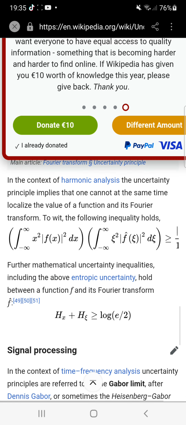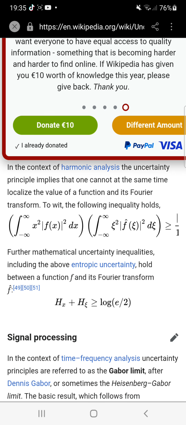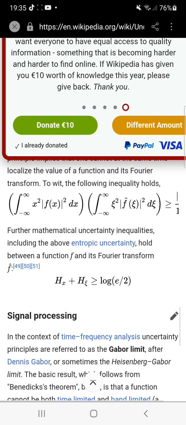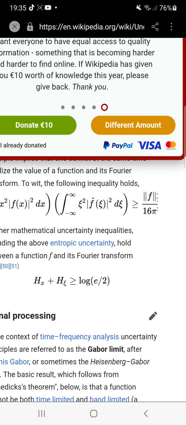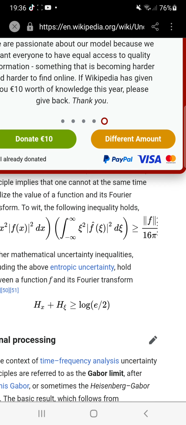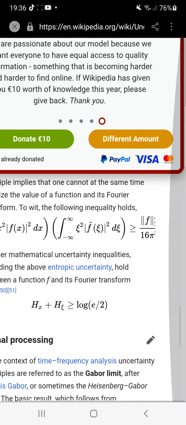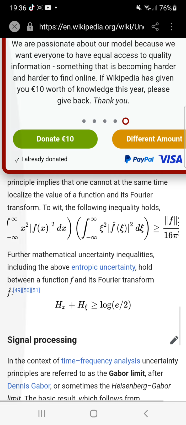Harmonic analysis. In the context of harmonic analysis, the uncertainty principle implies that one cannot at the same time localize the value of a function and its Fourier transform. To wit, the following inequality holds: the integral from minus infinity to infinity of x squared times f(x) squared dx, times the integral from minus infinity to infinity of ξ squared times f hat(ξ) squared dξ, is greater than or equal to ‖f‖⁴ divided by 16π².